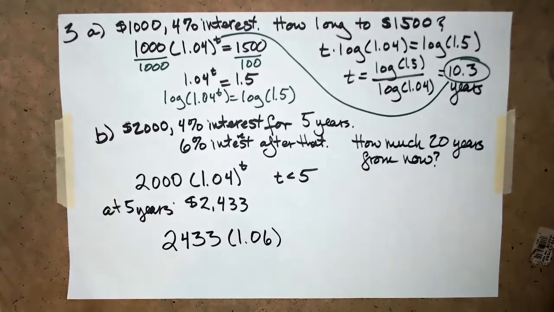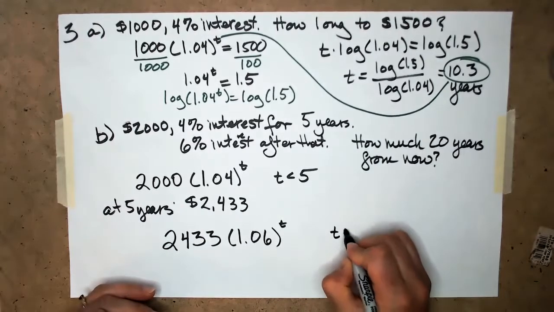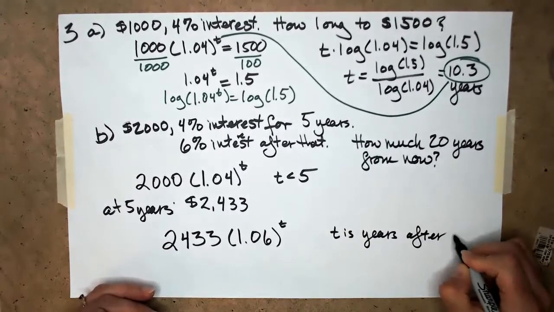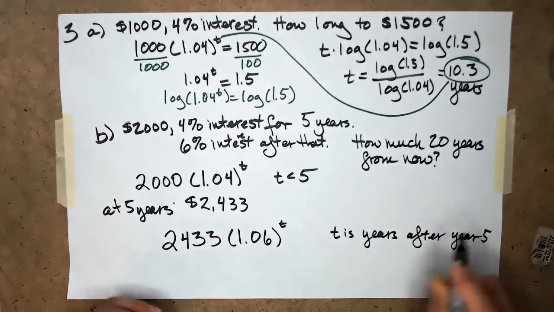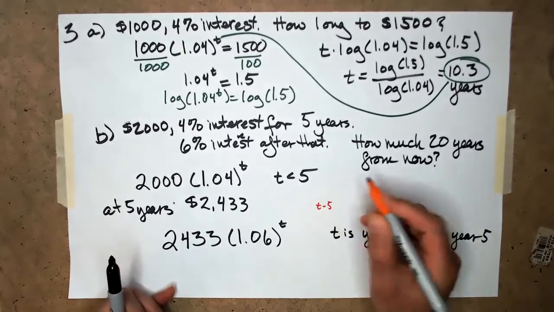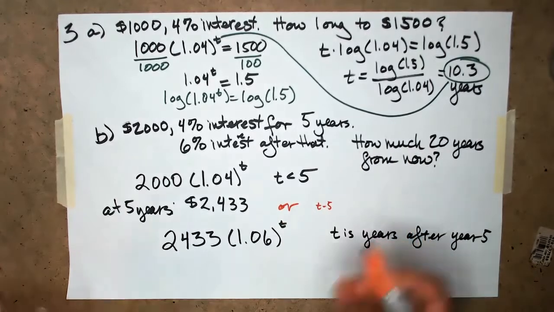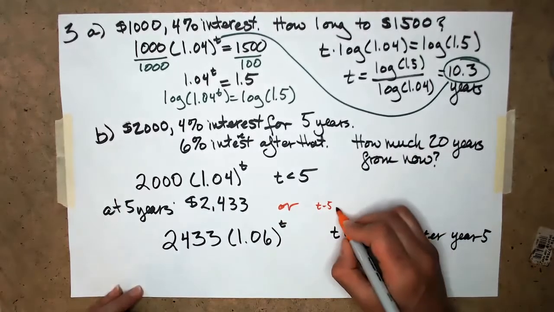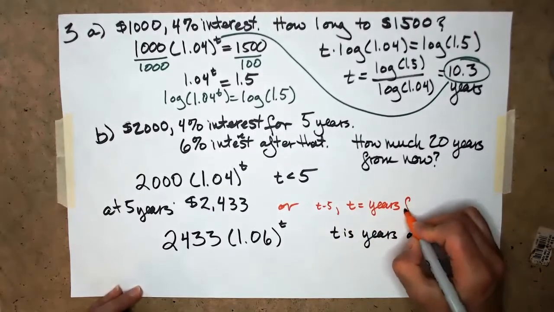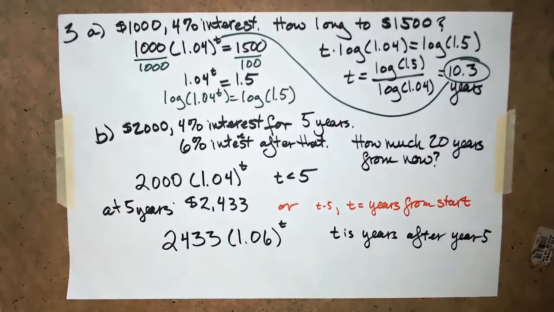And I actually have a choice here. I can just say raised to the t, where t is the years after year 5. Or I could have said raised to the power t minus 5, where t is years from the start. And I could really pick one or the other. This wasn't really asking you to write the equation, just to do a calculation, so I can pick one.